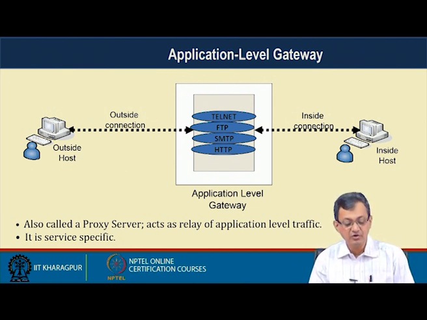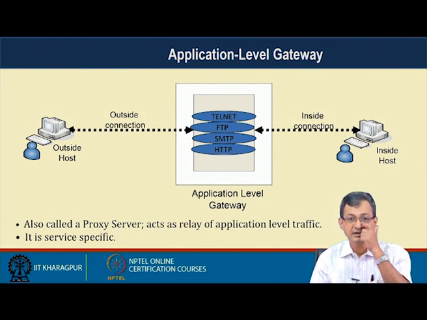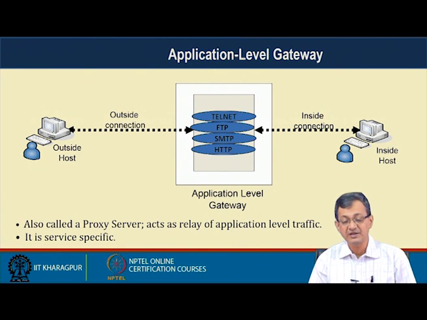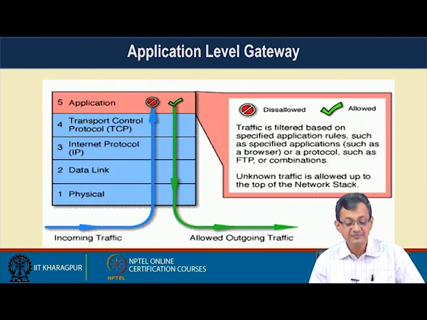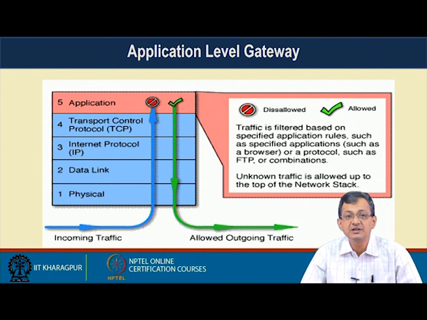The next comes the application level gateway, at the higher level. It is also called proxying or the proxy firewall, a relay of application level traffic. It is service specific, like telnet, FTP, SMTP, HTTP have different types of requirements. So, it is service specific. Similarly, traffic is filtered based on specified application rules, such as specified applications like a browser or a protocol, FTP, and combinations of those things. So, that is at the higher level.